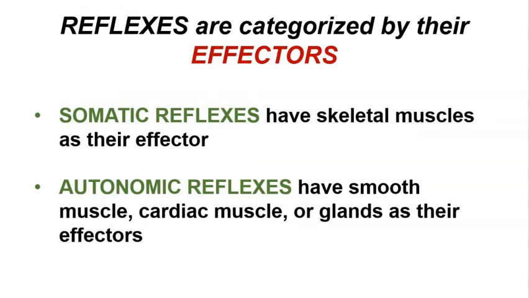Reflexes are generally categorized by their effectors, that is, which muscles or glands are activated as part of that reflex. The somatic reflexes are those reflexes that have skeletal muscles as their effector, while autonomic reflexes have smooth muscle, cardiac muscle, or glands as their effectors.